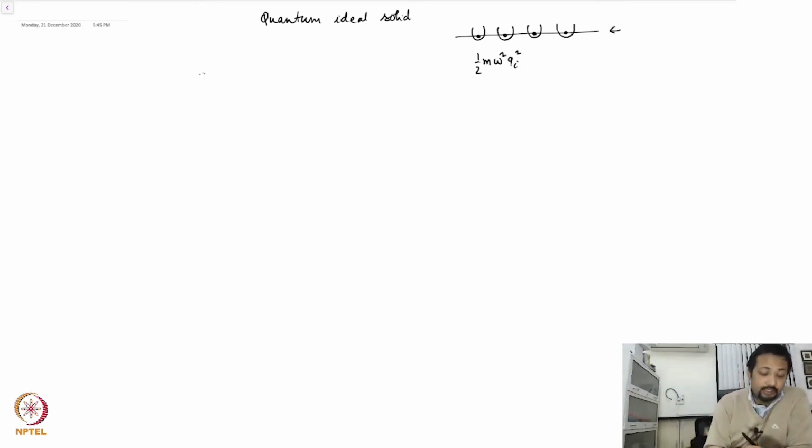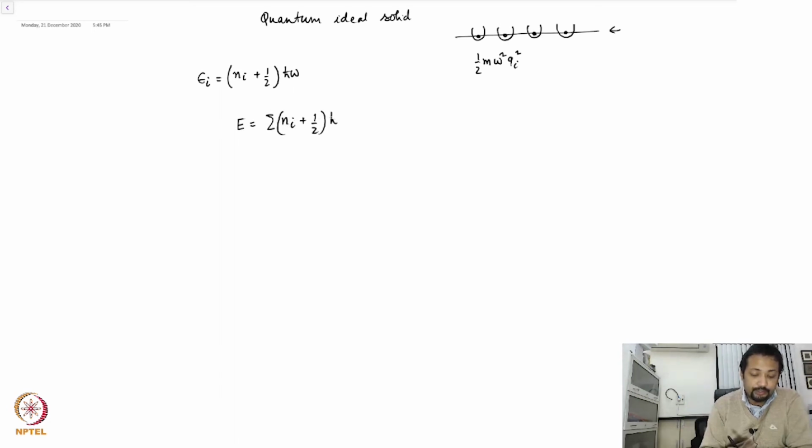Now here the energy levels of each of these particles are discrete, and I have the equation epsilon i is going to be (ni plus half) h bar omega, so that the total energy is going to be the sum over (ni plus half) h bar omega.